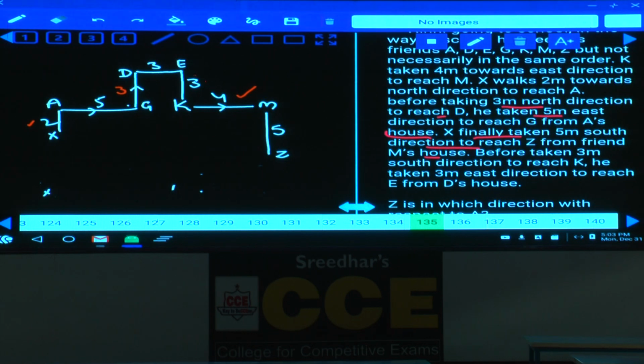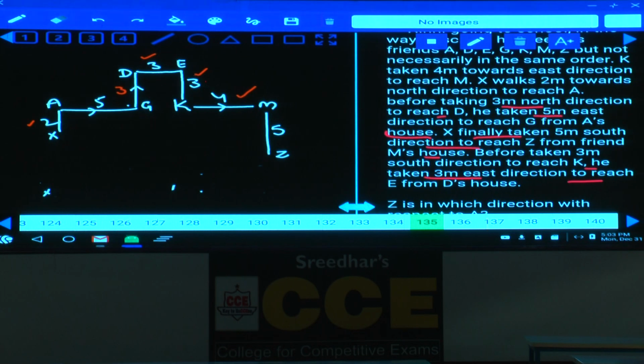Then, before taking 3 meters south direction to reach K, now here he is talking about this one. Before moving 3 meters south from E, this person has traveled 3 meters east from D to reach this place. He has taken 3 meters east direction to reach E from D's house. That means from D's house this is 3 meters. After that he has taken 3 meters towards south.